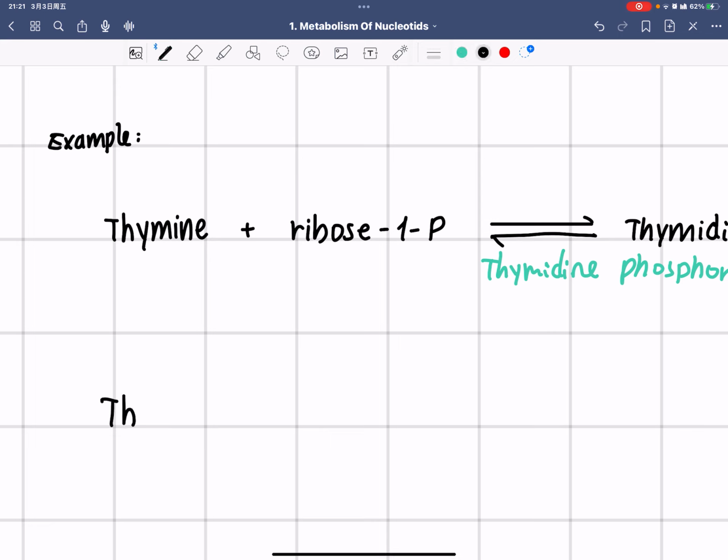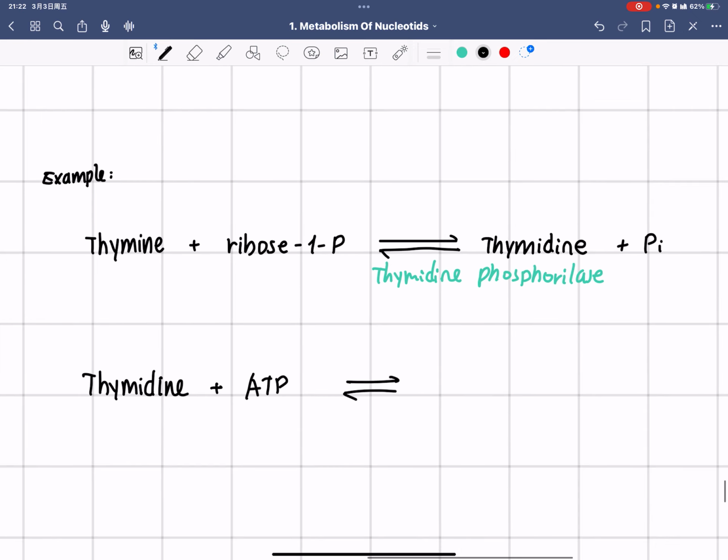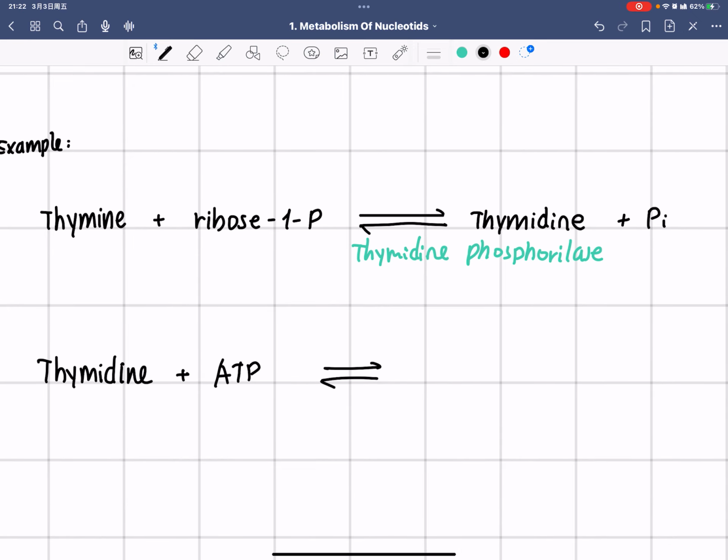Now we have thymidine, the nucleoside, and ATP. Oh, I really don't know how many times I said ATP. We'll count that in the video. TMP. What is it called, TMP? Thymidylate monophosphate. To no surprise, thymidine kinase.